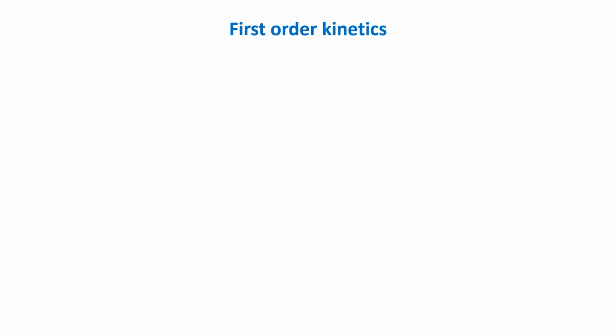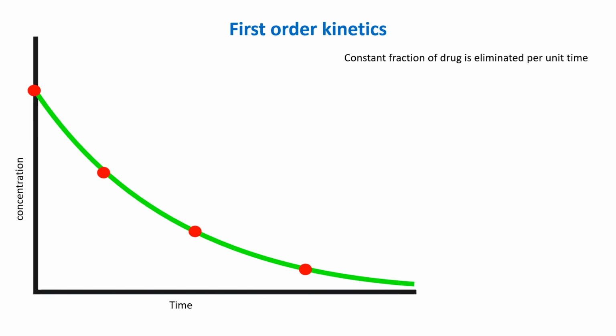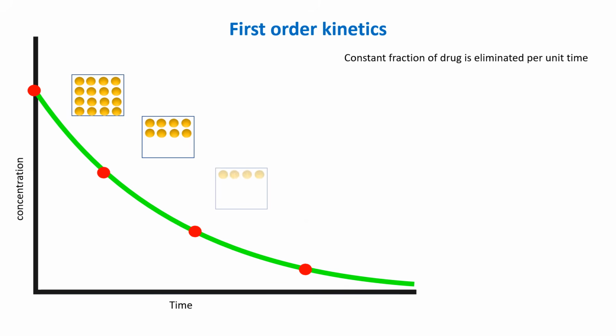Now, what is this first-order kinetics? With first-order elimination or kinetics, a constant proportion or a fraction of drug is metabolized per unit time. The plasma drug concentration reduces by the same percentage from the total concentration at one particular time as elimination begins. Let's say there are 16 drug molecules before the start of drug elimination. Due to the constant rate of elimination, there will be 50% reduction in plasma concentration at regular intervals.